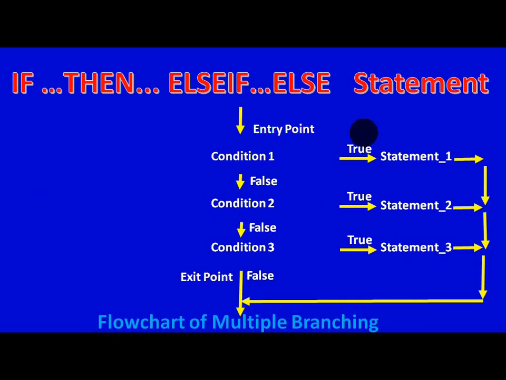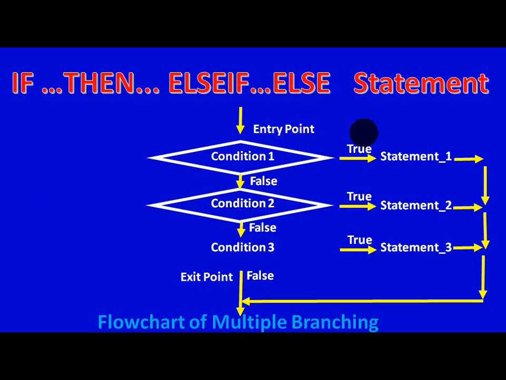This is the flowchart of multiple branching or the if then else if statement. Here the condition is checked in the first position. Now the condition is checked in the second position. The condition is checked in the third position. If the condition is true, it executes the true statement. Otherwise, it executes the false statement.